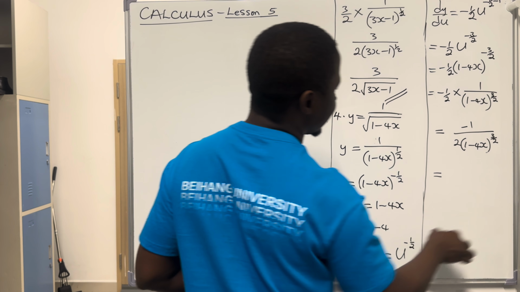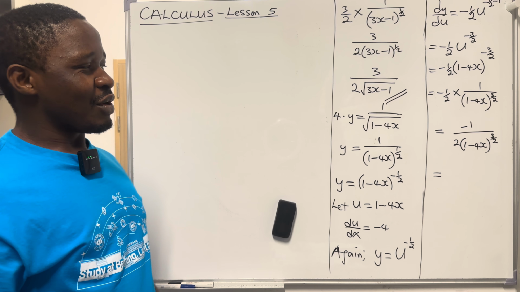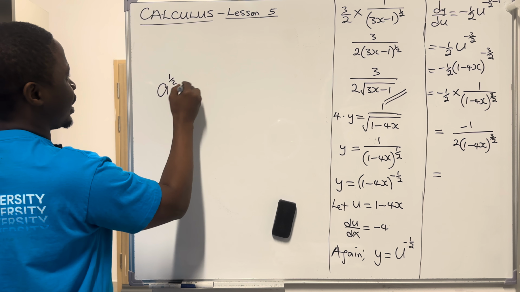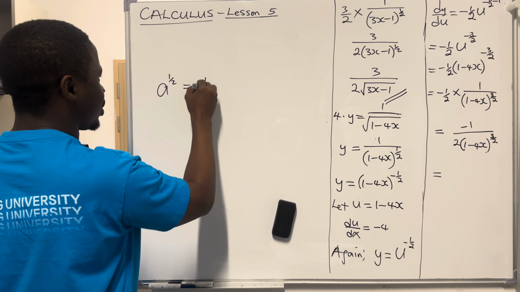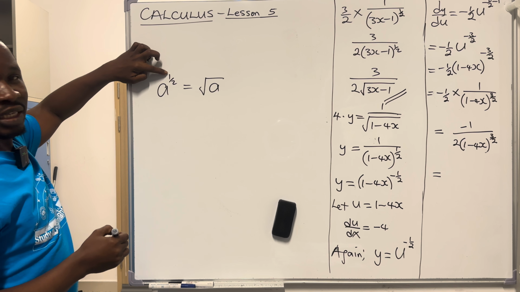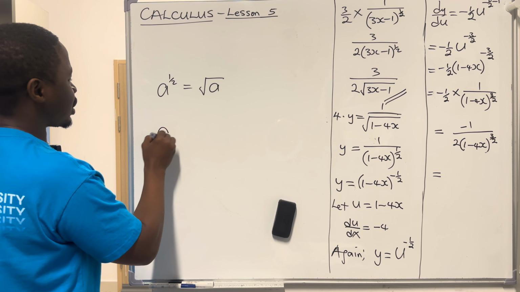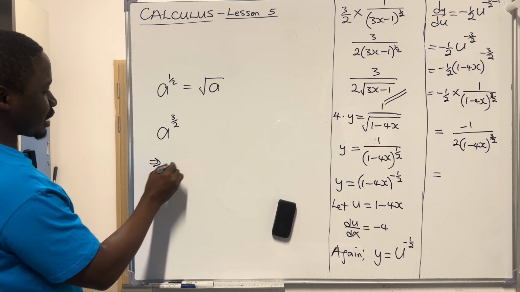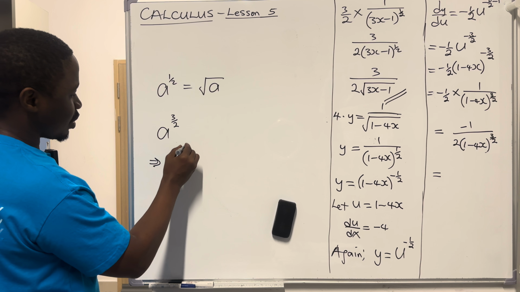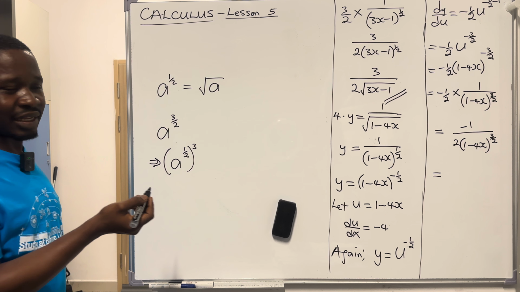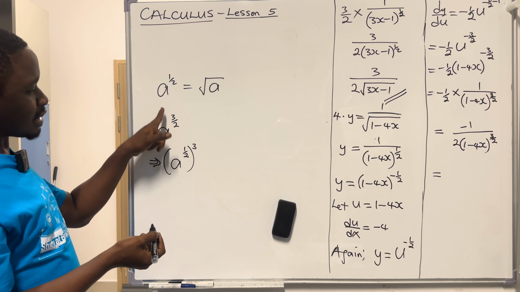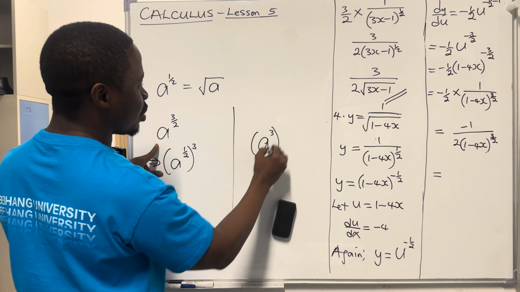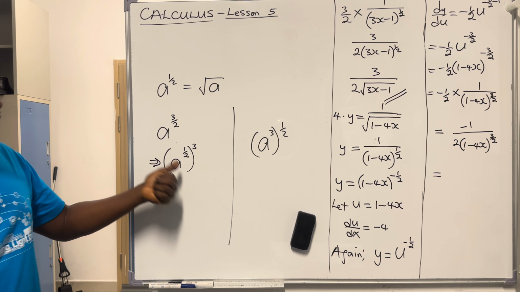Okay. Now I want it to be in the root. First of all, let us do something here. Let's say a raised to power half. A raised to the power half means what? The root of a, because the power here is 1. Okay. But if we have a raised to 3 over 2, first of all, this can be written as a raised to half multiplied by outside here 3, because half times 3 is 3 over 2. Or we can say a raised to power 3 multiplied by half. You write this, it is okay.